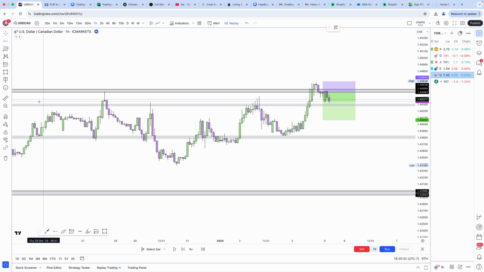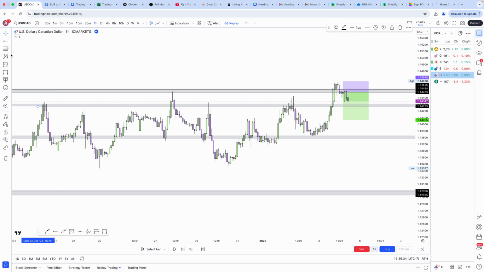So we have our zones in place. So we're getting the numbers from the left of structure again.